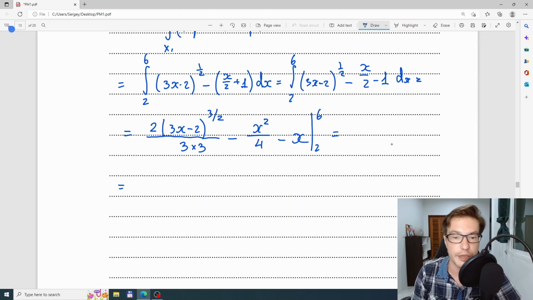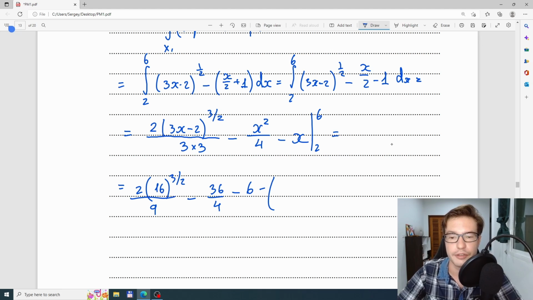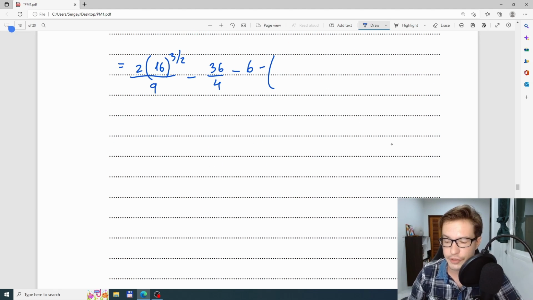Okay, so let's do the substitution. We'll get 2 times 16 to the power 3 over 2 over 9 minus 36, which is 6 squared, over 4 minus 6, minus, I prefer to keep it in brackets. And let's substitute 2 into the expression that we've got. So it's 4 to the power 3 over 2 divided by 9 minus 1 minus 2.